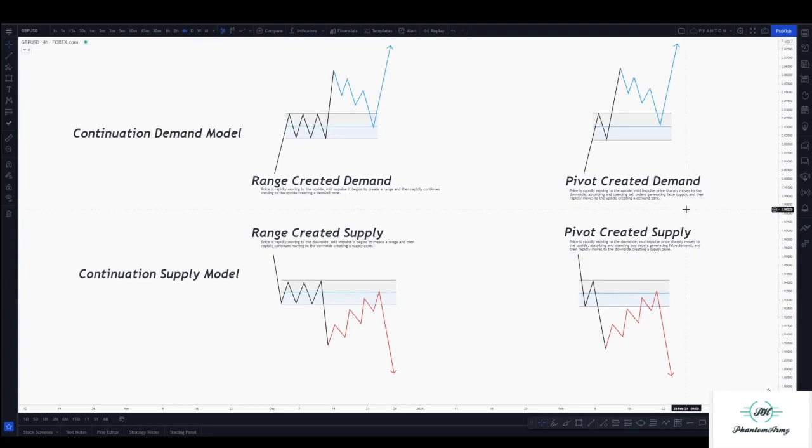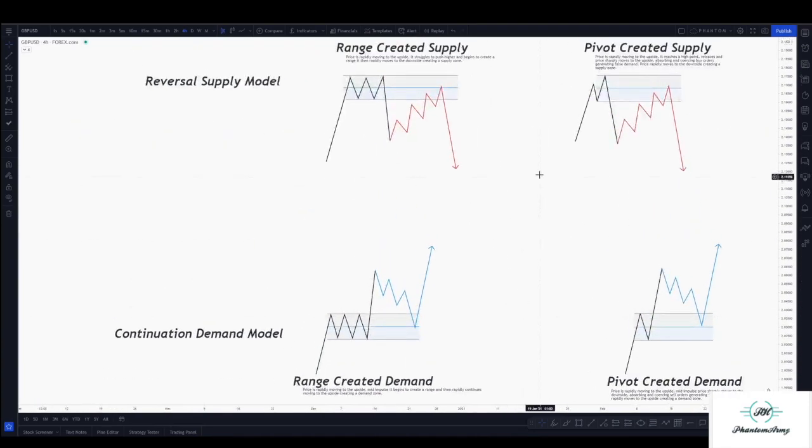Now, the reason these are continuation models is price was already moving to the upside before the pivot was created that demand zone, or price was already moving to the downside before it created that pivot that created the supply zone. We are basically just looking for price to be continuing in that direction, look for our footprint, and then wait for price to return to those zones.